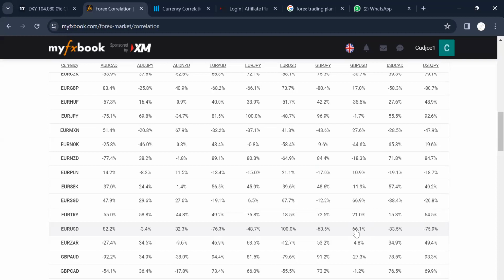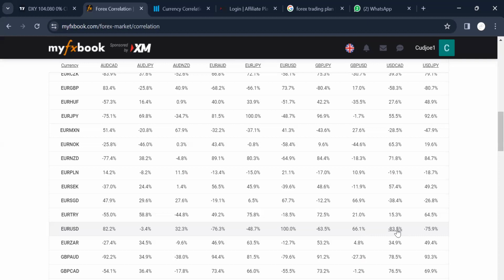Now let me show you another thing. What I said, you can be selling AUD USD or GBP USD and be buying USD CAD. So now let's take AUD USD again, and then map it to USD CAD. See where they meet. This is negatively correlated. So it's a good value for me.